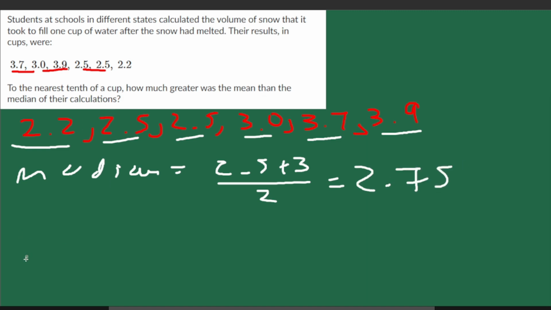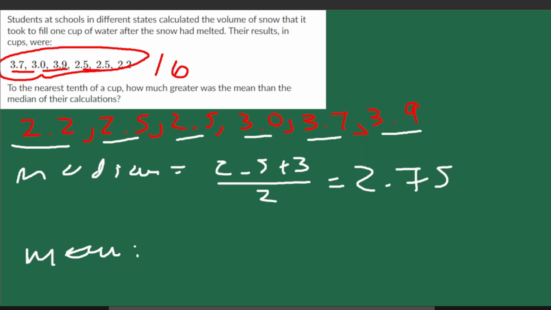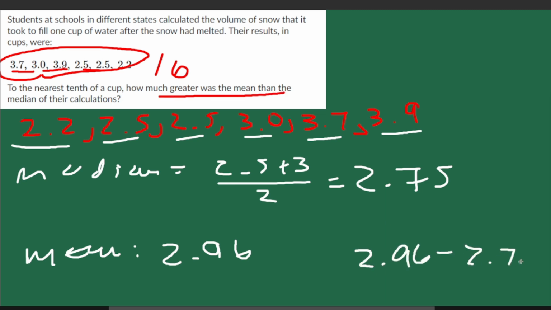And then to find the mean, you're just going to add everything up. So I'm not going to write it out, I'm really just adding all of these numbers right here and then dividing by the total number of values, which is 6. So I'm going to do that separately. You're going to realize that the mean is going to be 2.96. And it's asking you how much greater, so you're going to subtract it. 2.96 minus 2.75.